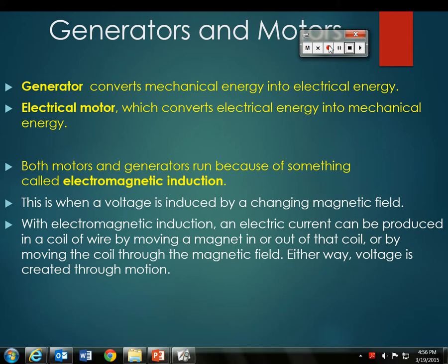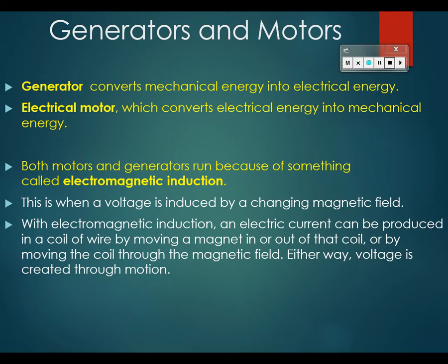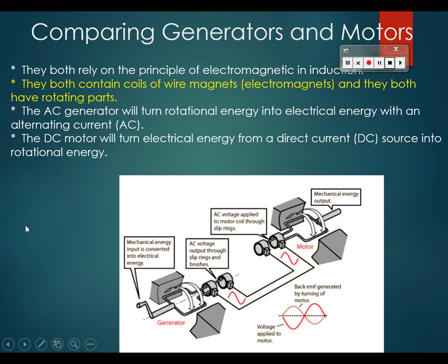Okay, generators and motors. A generator converts mechanical energy into electrical energy, while an electric motor does the opposite. It converts electrical energy into mechanical energy. Both motors and generators run because of something called electromagnetic induction. That's when a voltage is induced by changing the magnetic field. And don't worry about this last one. When we compare generators and motors, how are they the same? We just want the second bullet here. They both contain coils of wire magnets, otherwise known as electromagnets, and they both have rotating parts.